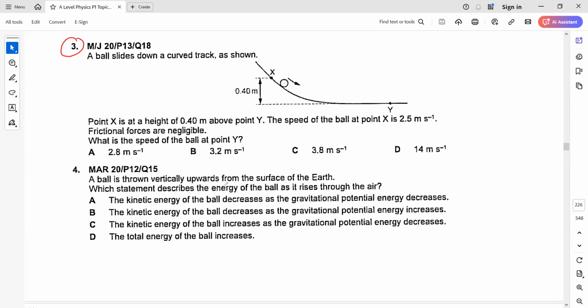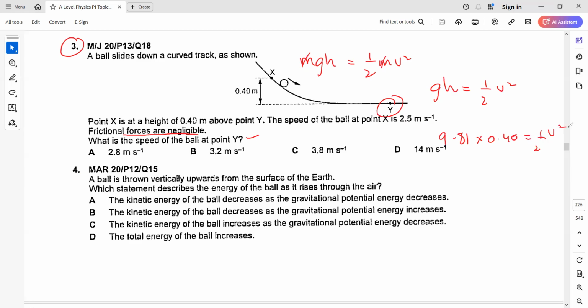It says there is a ball that slides down from X to Y. What is the speed of the ball at point Y? I want us to find out the speed. So the conversion would be potential energy to kinetic energy. They say frictional forces are negligible. So this is not going to give us any kind of height. So gh equals half v squared. g is 9.81. Height is 0.40. Half v is unknown, right?